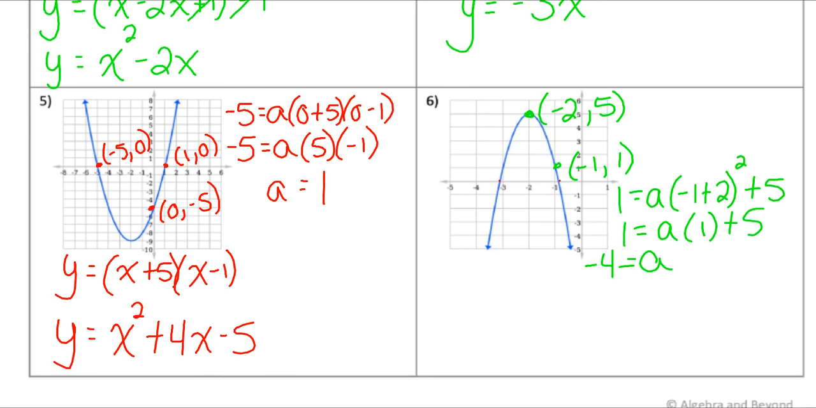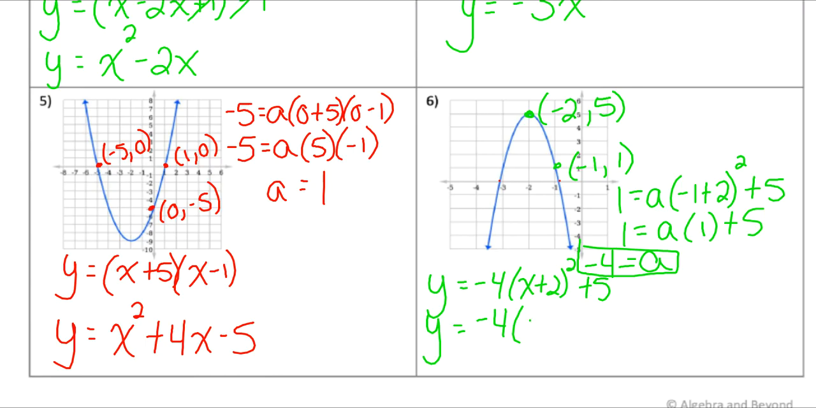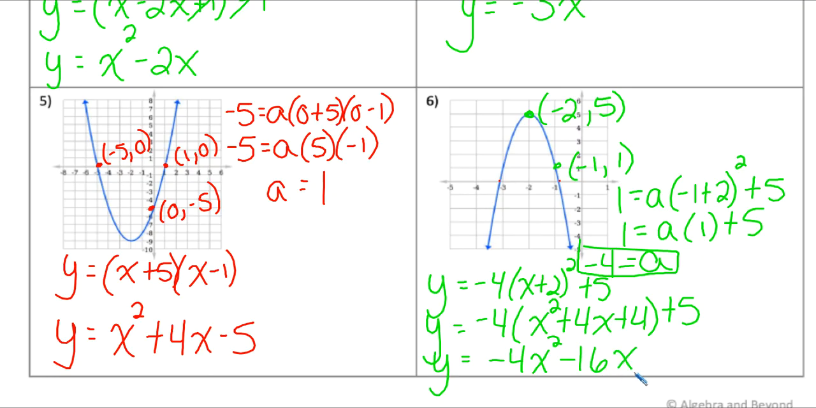When I write that in vertex form, it would look like -4 times x plus 2 squared plus 5. Ran up against that a little bit there, sorry about that. And then when I multiply that out, I would get -4 times x squared plus 4x plus 4, and then plus 5. And so my standard form, when I simplify it all out, would be -4x squared minus 16x, and then -16 plus 5 would be -11.